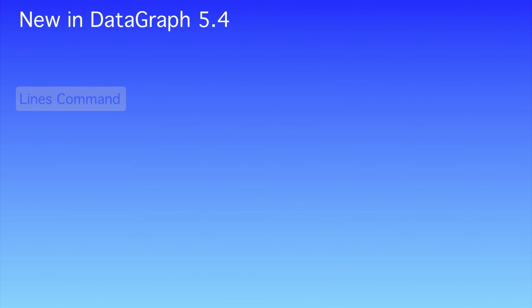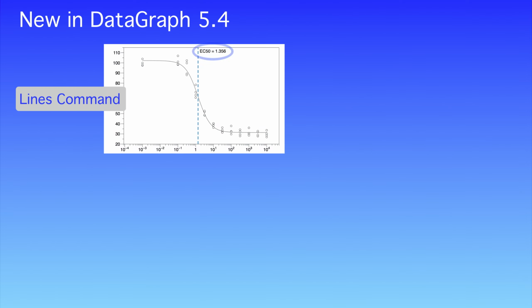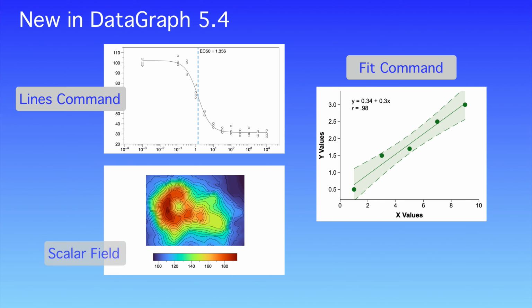Here's a quick rundown of some other changes. If you use the lines command to draw reference lines, we've made it easier to draw a single label attached to that line. For the fit command, we've added the option to show and compute the Pearson correlation coefficient for linear fits. Also, for the scalar field, we've made a number of optimizations to make sure that these are rendered quickly and look beautiful.